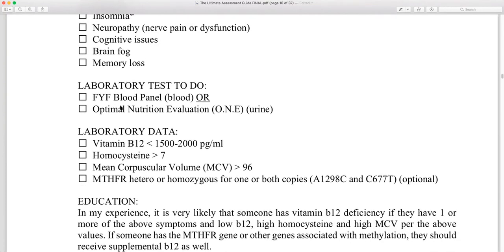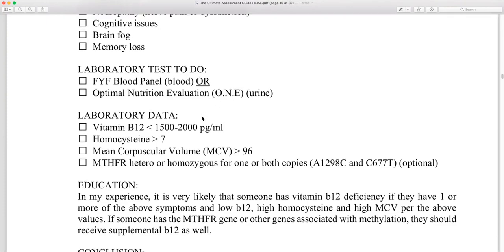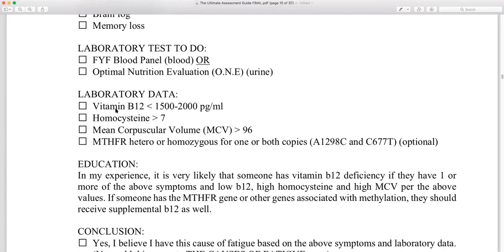So laboratory tests to do is that Fix Your Fatigue blood panel in blood, or the urine test, the optimal nutrition evaluation, the ONE or ONE test. Now the laboratory data is going to be B12 less than 1500. This is in blood. The homocysteine greater than 7, also in blood. The MCV, or the mean corpuscular volume, this is the size of red blood cells, also in blood. Or MTHFR, heterozygous or homozygous for one or both copies.